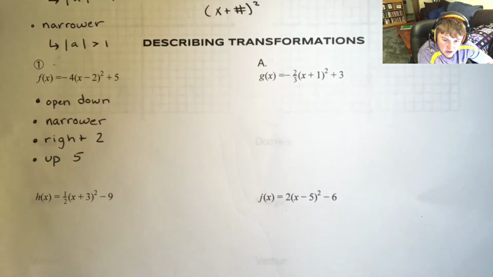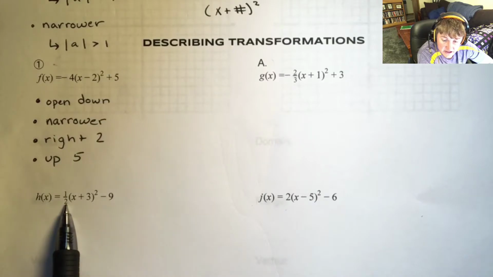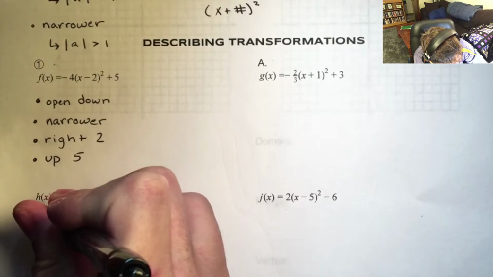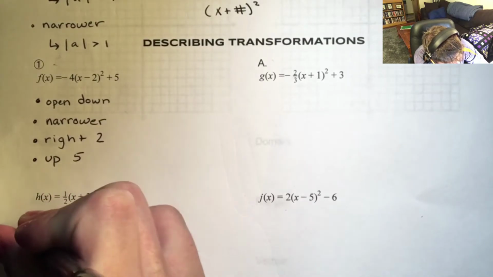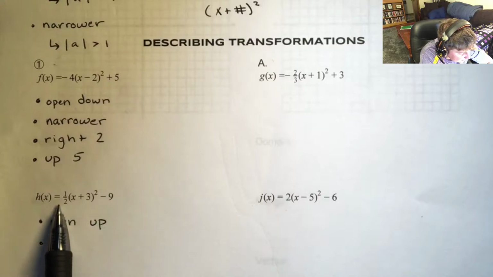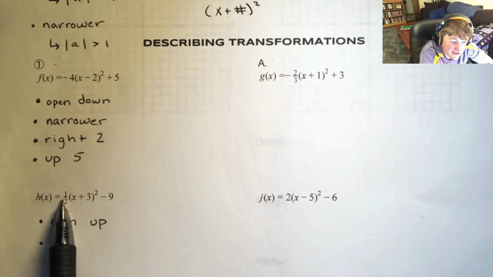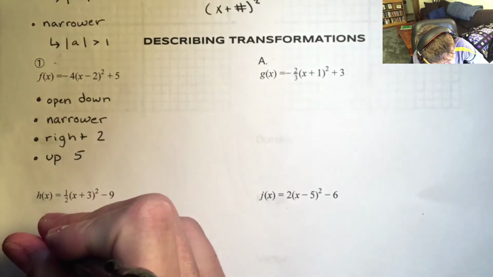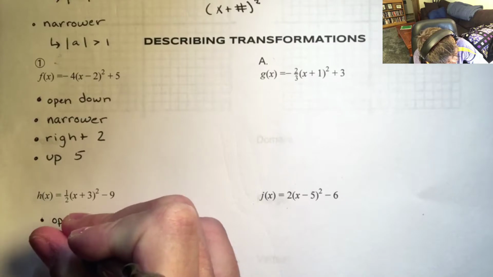Okay, let's do h of x. So h of x, when I look at A, it is a positive number, so that tells me it's going to open up. All right, and then also as I look at this, I want to look at the absolute value of this, right? The absolute value of this is 1/2. That's less than 1. Okay, and if it's less than 1, it's going to be a little bit wider.